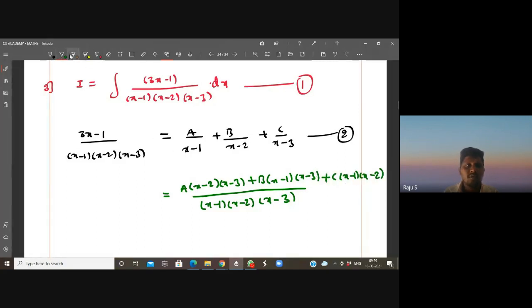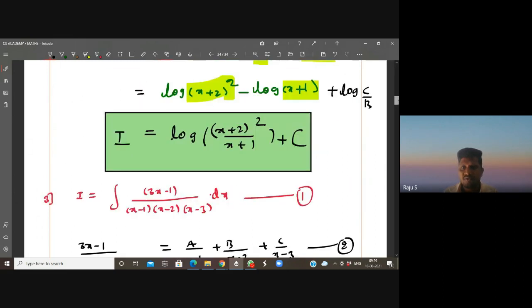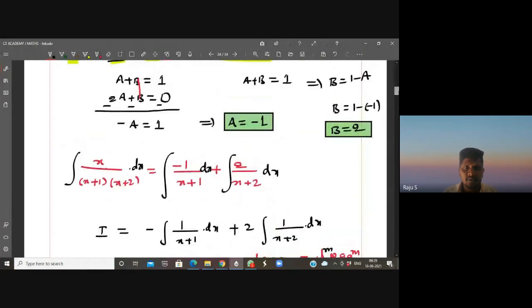Now see here. So what about here? 3x minus 1 by (x minus 1)(x minus 2)(x minus 3). The denominator gets cancelled. Now you have to equate this: 3x minus 1 is equal to... you may multiply this, or else, I'm going to explain you another method. Say multiply and compare the coefficient of x and x square. That is method one.